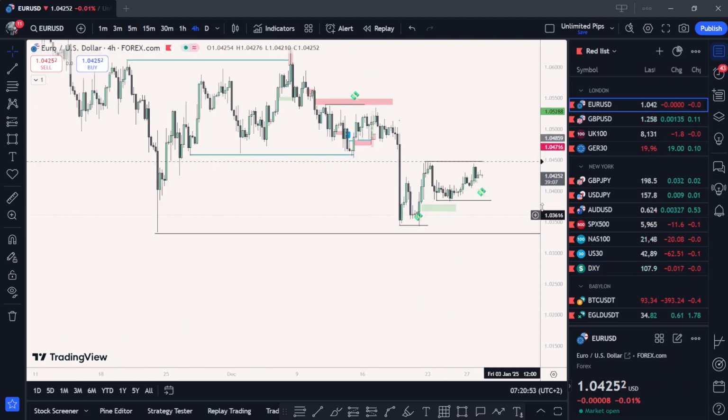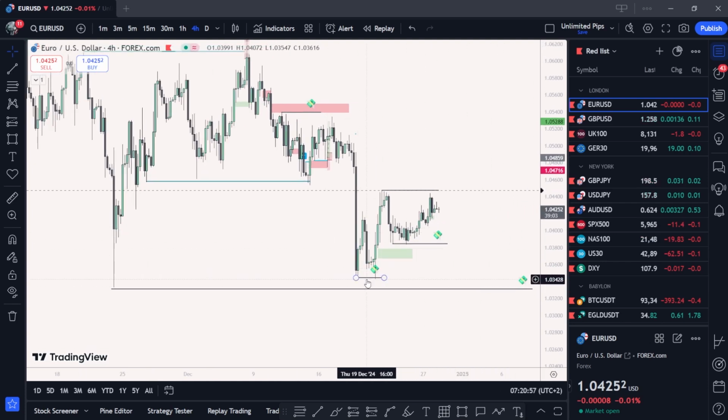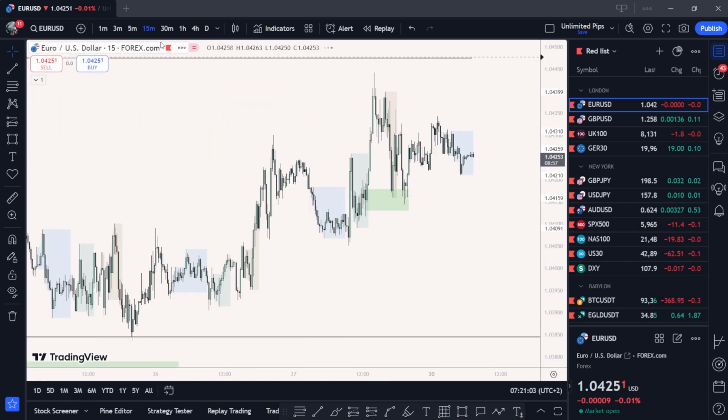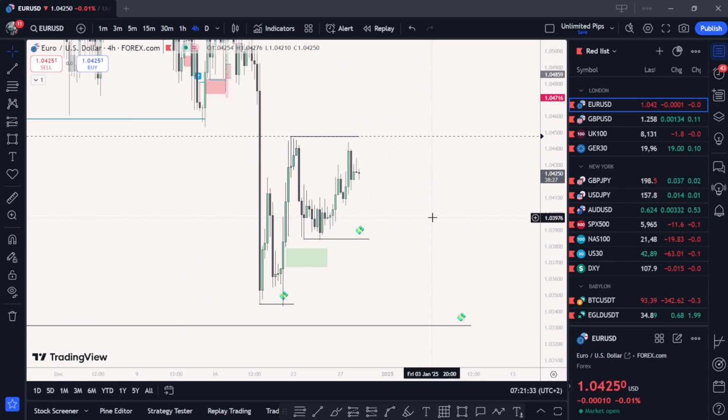On Euro, what I'm looking at is that we have a lot of sell side stacked, okay? We had here, sell side, here, sell side, here, sell side. So we do have a lot of sell side. Now, when are we going to target the sell side? Where would be the best area for us to look for sells?